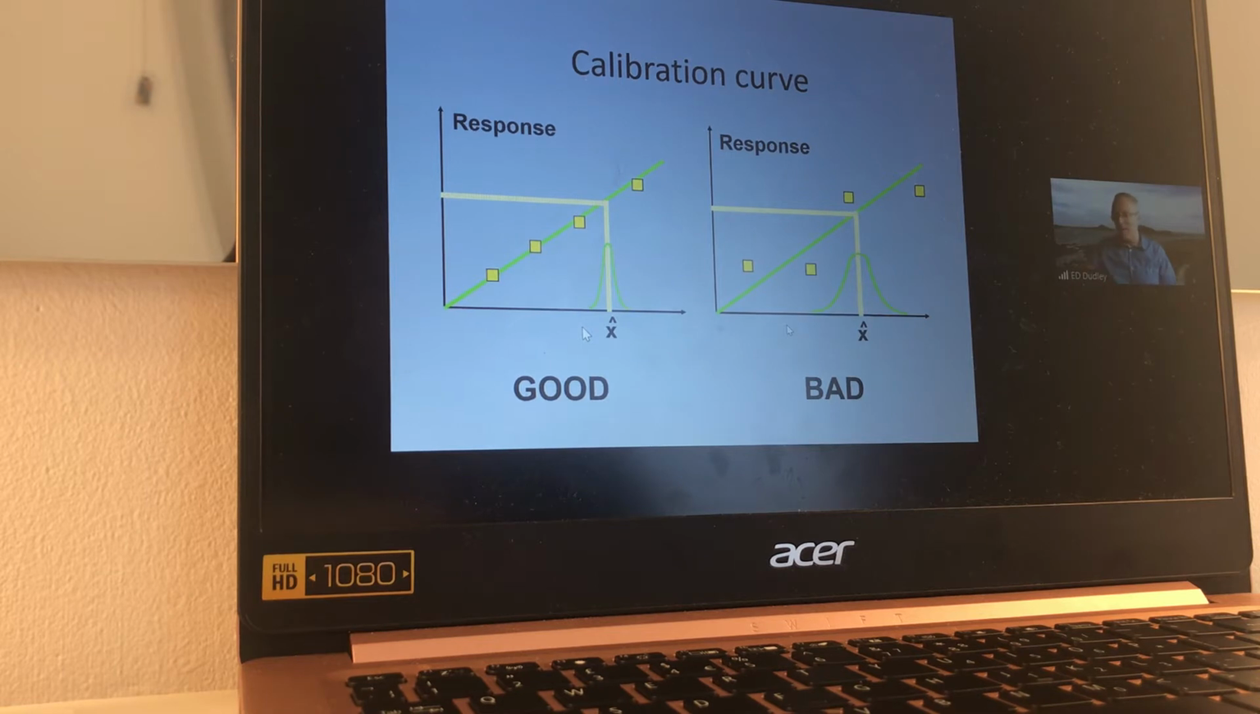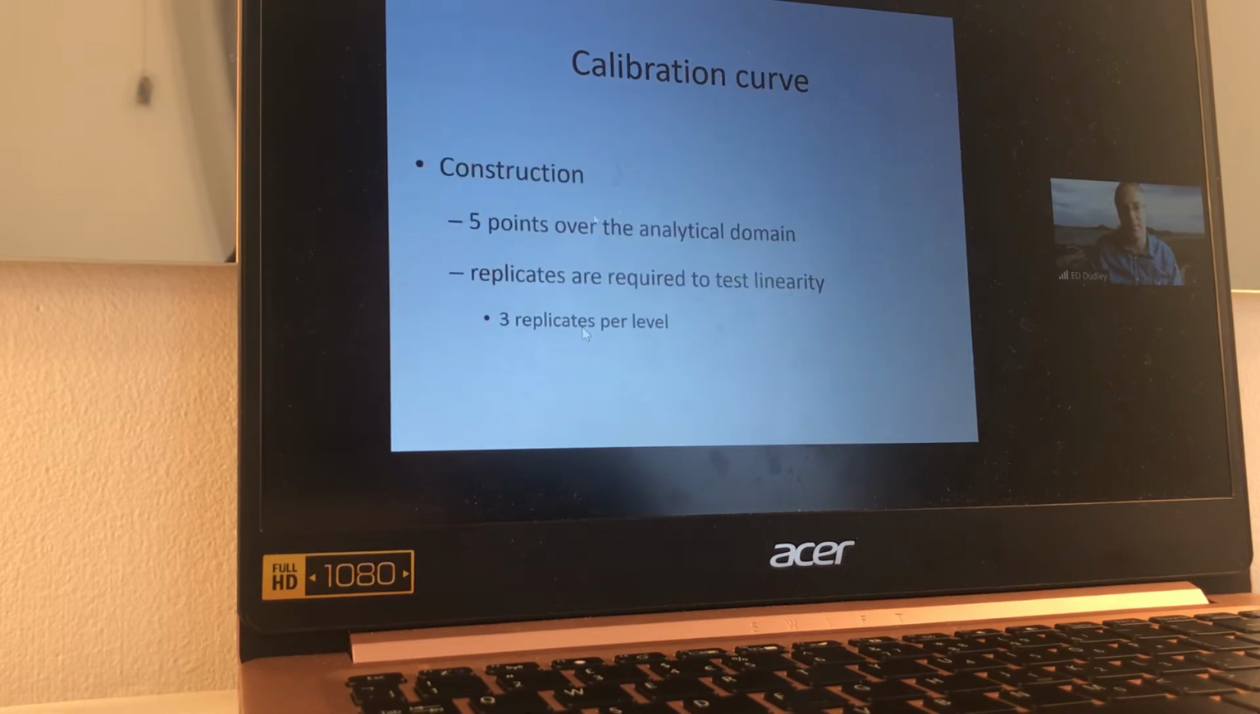So the first thing we're going to do is create a calibration curve where we're going to have 5 different points, different concentrations of phenylalanine. And we're going to measure each of those 5 points in triplicate, so we get some idea of the variability of readings.